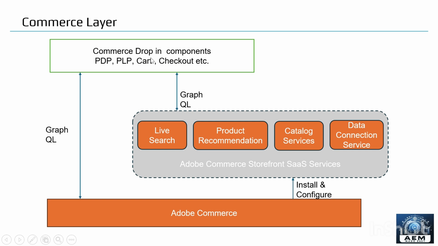As I explained, it only supports get operations for some of the drop-ins. Post operations are needed, for example, if you are adding any item to your cart or doing the checkout flow. All those operations need something to be saved, so these are post operations, and they are directly supported by Adobe Commerce. So this is the architecture on a very high level.